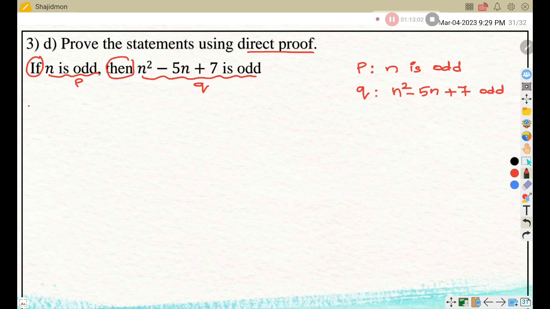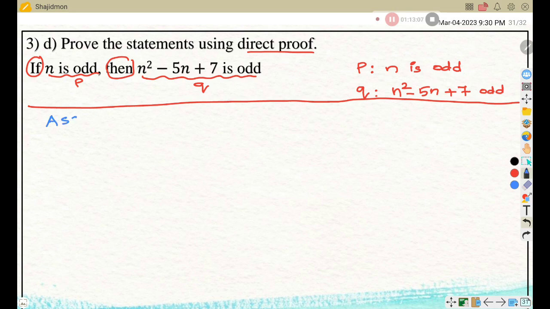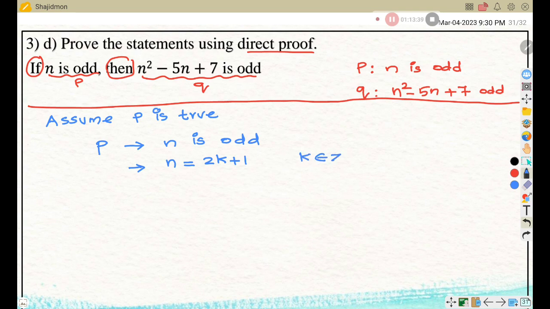So we will start the proof of this question. First assume that P is true, correct? Assume that P is true. That means, what is P actually? n is an odd number, odd integer, correct? n is an odd integer. P is true. n is an odd integer means, how to write n? n equals 2k plus 1, correct? 2k means even, plus 1 means odd. So 2k plus 1, where k belongs to Z, an integer number. k is an integer number.